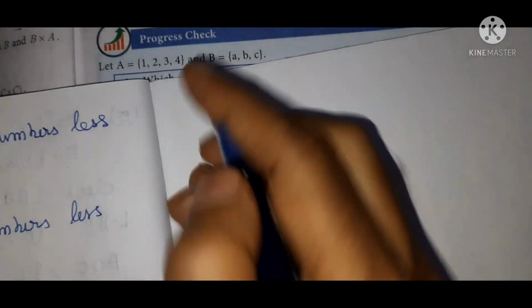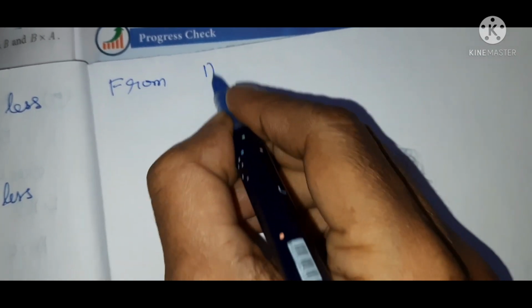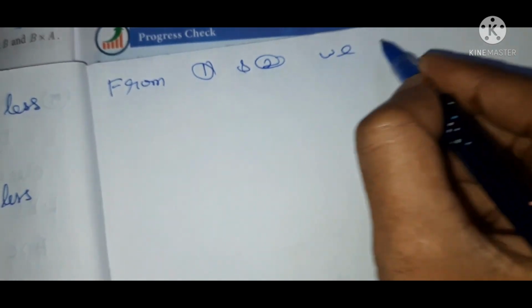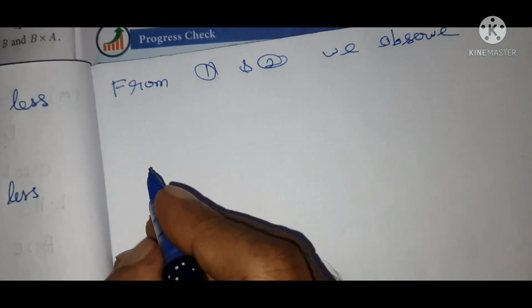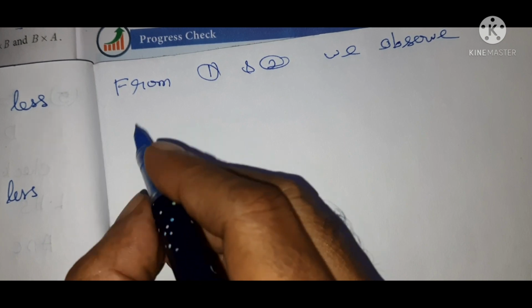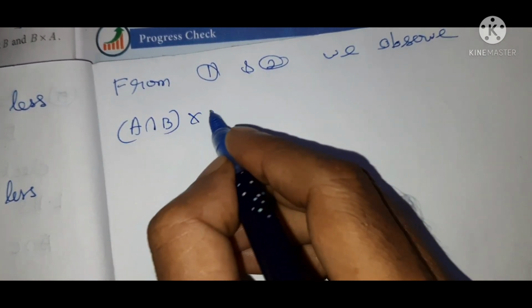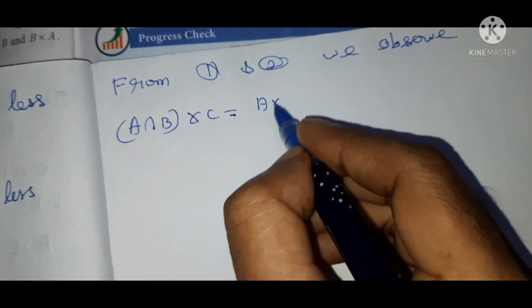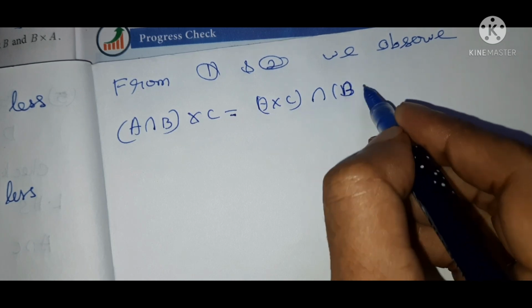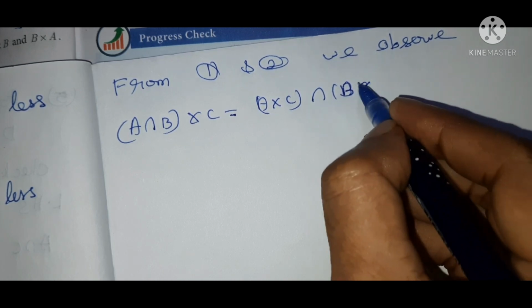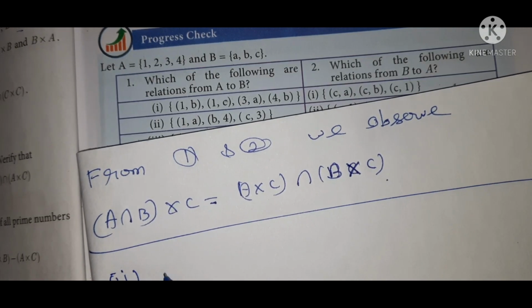From 1 and 2, we observe that A intersection B cross C is equal to A cross C intersection B cross C. Second one, verify.